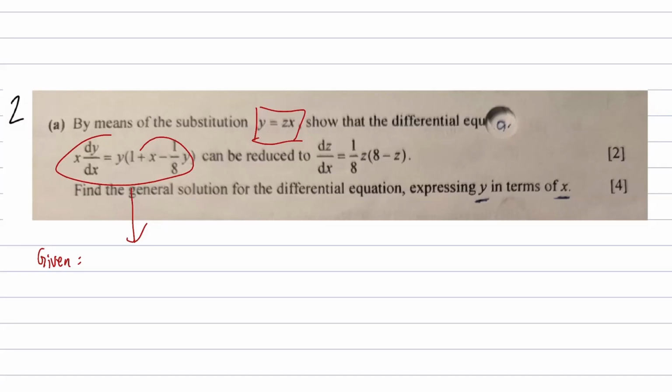Or you substitute the left-hand side of the given equation, x times dy by dx, with zx plus x squared times dz by dx. Okay, good. So it's equal to y times (1 plus x) minus 1/8 times y. Okay, then what do you do next? You substitute y with zx. So, okay, you get 1/8 zx.